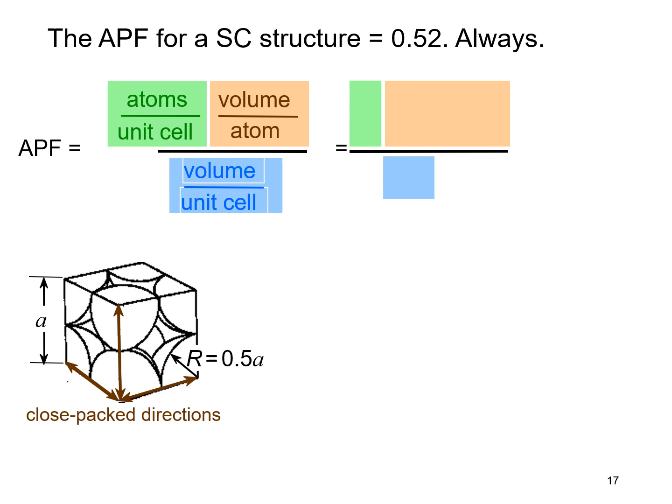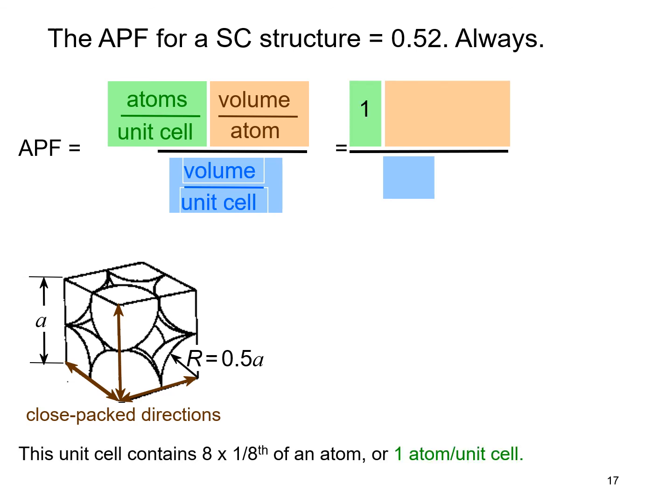Once we know the relationship between A and R, we can calculate the atomic packing factor. We can count the number of atoms in the cell. Here, this unit cell contains 8 corners, and there is 1/8 of an atom in each of those 8 corners. So 1/8 times 8 is 1 atom for the whole unit cell. You can see that value we inserted up into the green box.